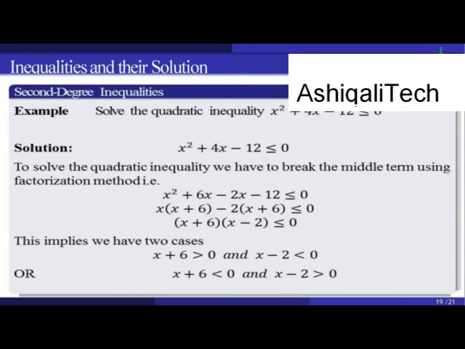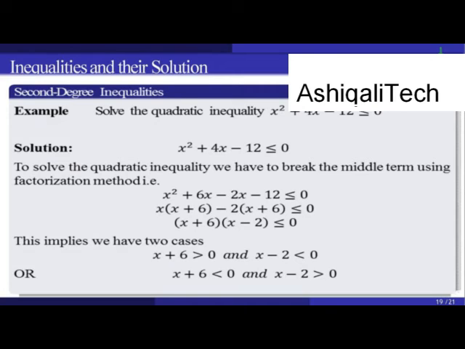Example. Solve the quadratic inequality x square plus 4x minus 12 is less than or equal to 0. To solve the quadratic inequality, we have to break the middle term using the factorization method. So we break the middle term, which is 4x, into two parts, which is 6x and minus 2x. So we get x square plus 6x minus 2x minus 12 is less than or equal to 0.